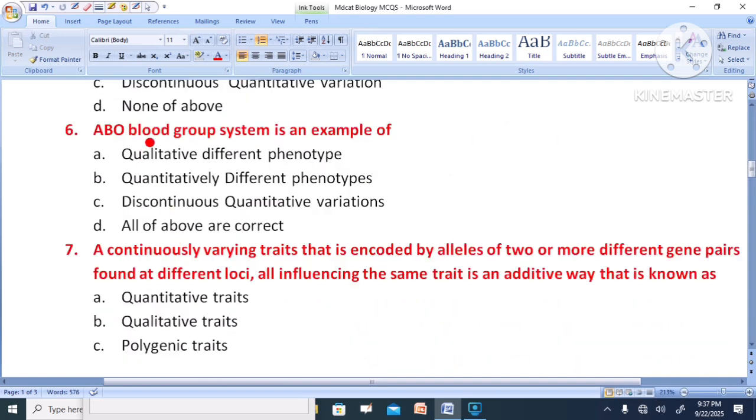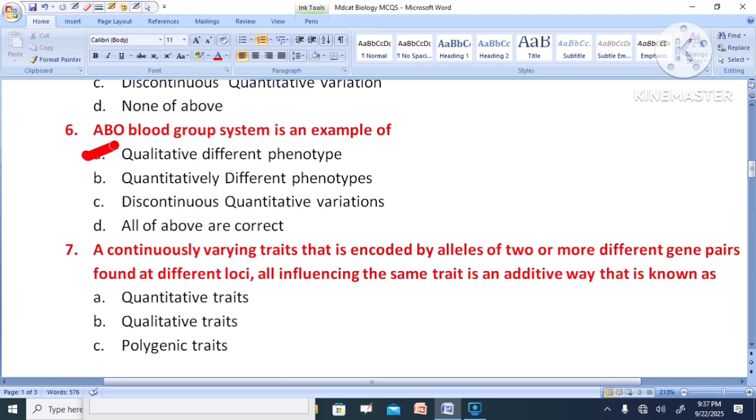So the next question, ABO blood group system is an example of option A qualitative different phenotype, option B quantitative different phenotype, option C discontinuous quantitative variation, option D all of the above are correct. So the right option is option A qualitative different phenotype.